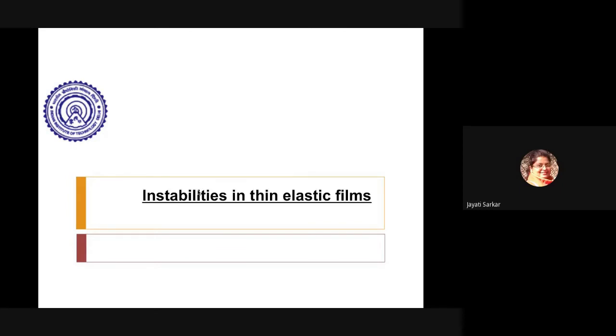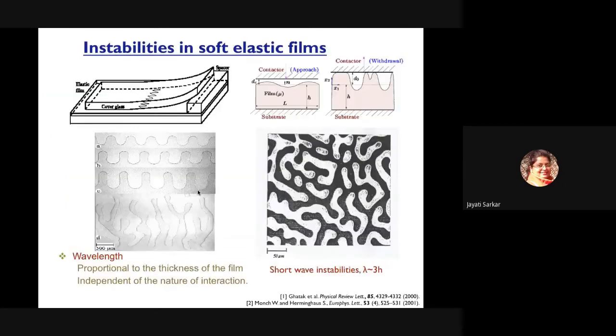Now, in the case of elastic films, things are a little different, as we have said, because the patterns that form are forming spontaneously. There is no time evolution. The moment you bring the contactor to a certain position, the elastic film will be spontaneously formed. And as I have said, the wavelength will be proportional to 3a, so it is already a short wave instability.